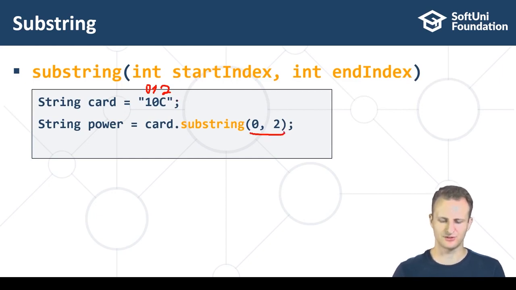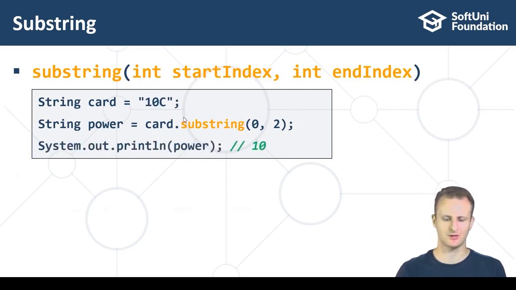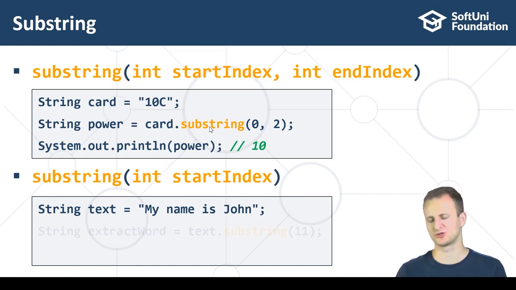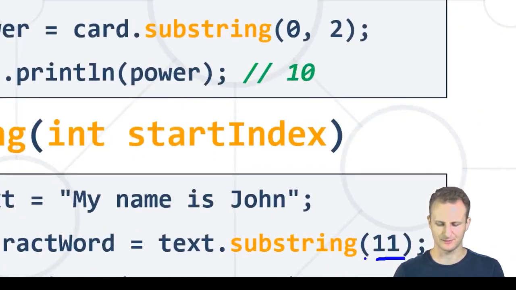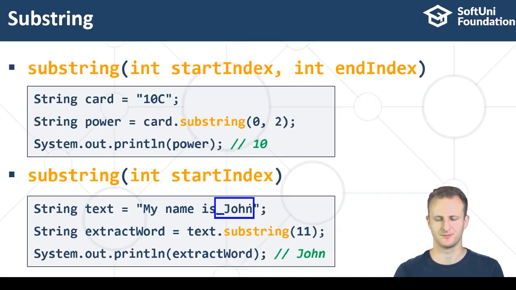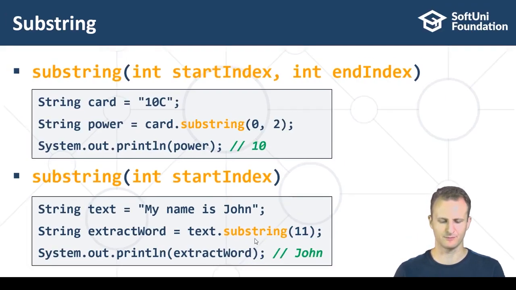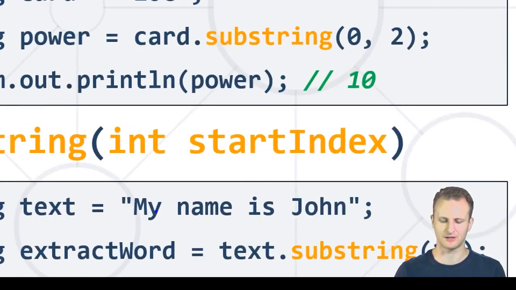And getting from 0 to 2 means get all the characters from 0 to 1 inclusive, 2 exclusive, we don't reach 2, and that gives us the string 10. Okay, so if you just provide a start index, in this case the 11th index which we're providing here, we're going to get space John. Maybe space John, maybe not, I have to count the characters.